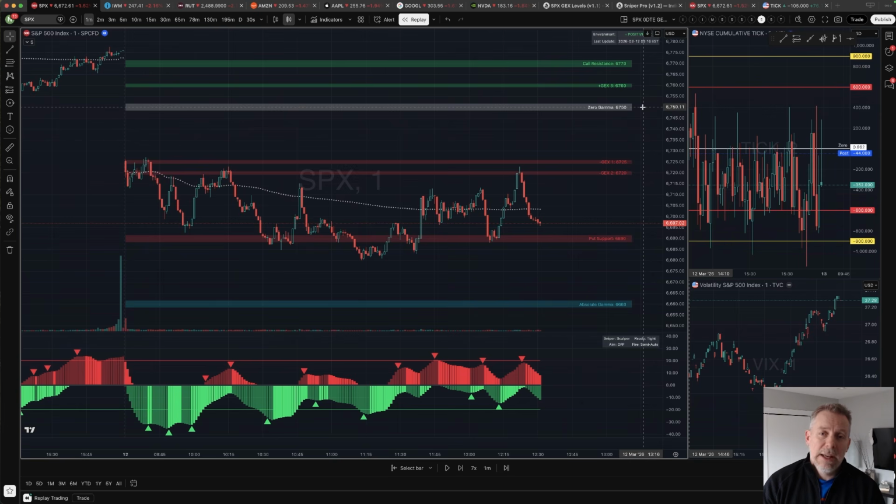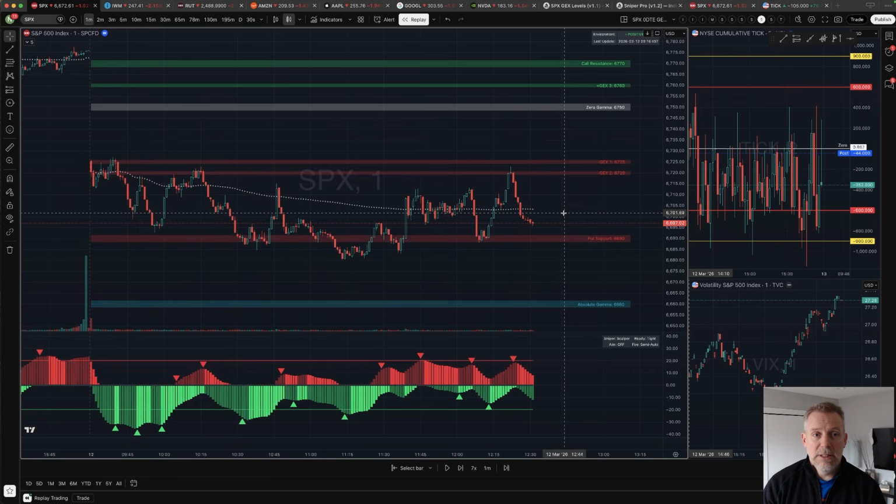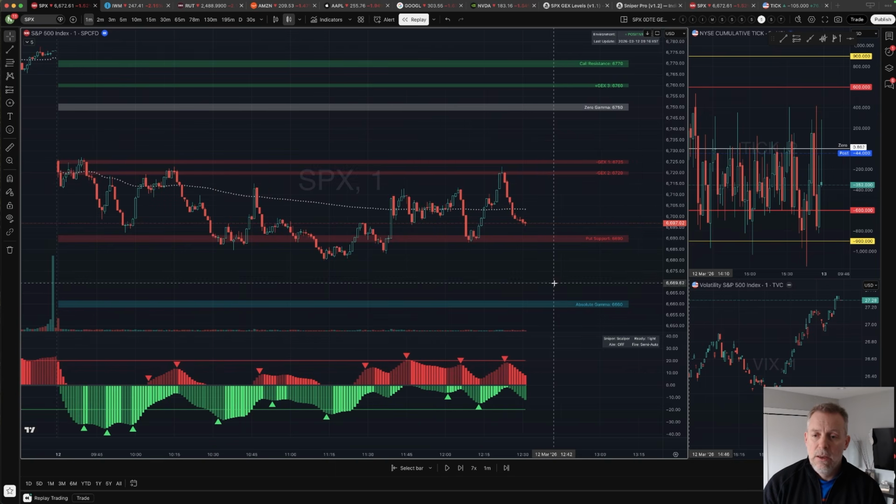And I'm going to show you how I use those to make trades and how I scalp out these 0 DTE options. So a trade from earlier today, you can see price was coming into this put support level at 66.90.